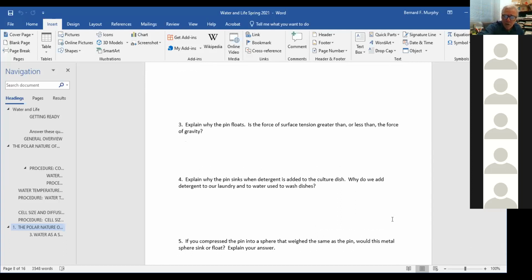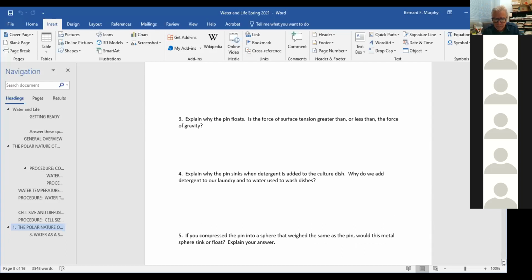So we add detergent to our laundry and to the water used to wash dishes because there's oily stuff on the dishes. And we need something that will solubilize the oily stuff, and then we want to wash it away with water. So we're going to have something that mixes with oil and with water. An amphipathic molecule, like soap.